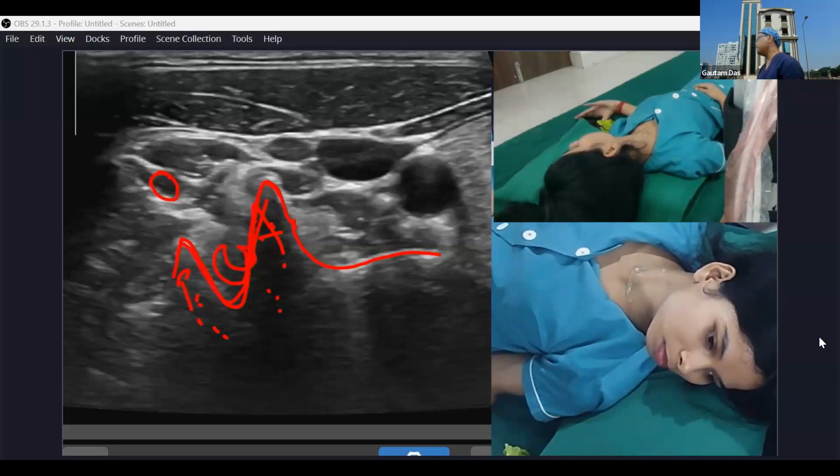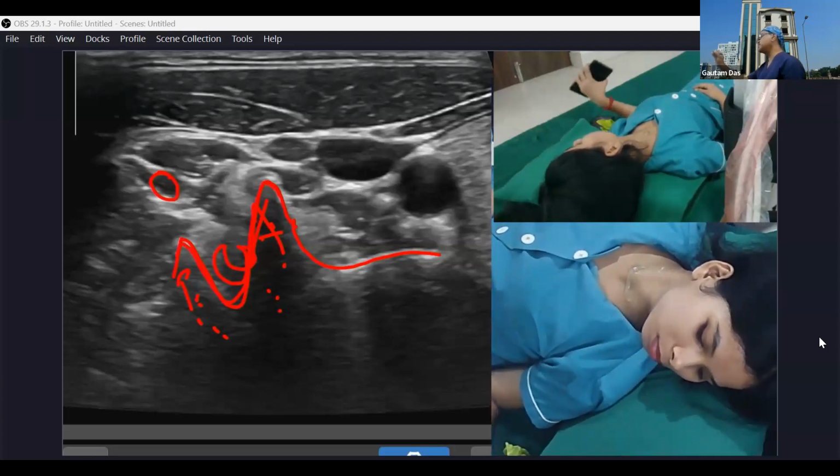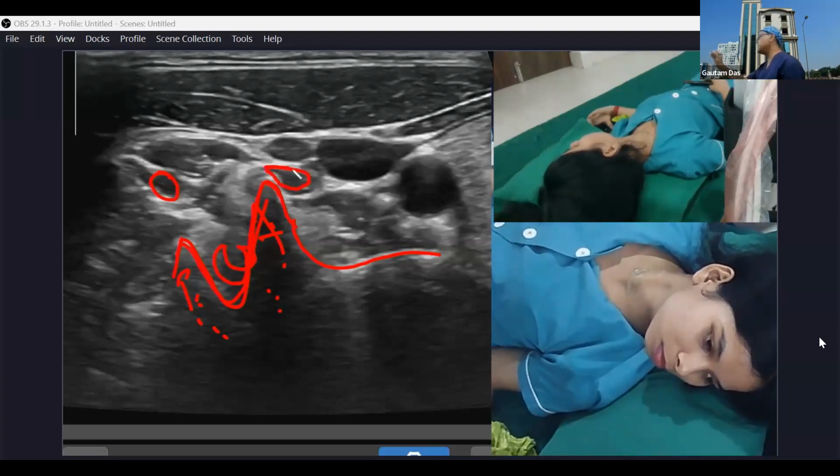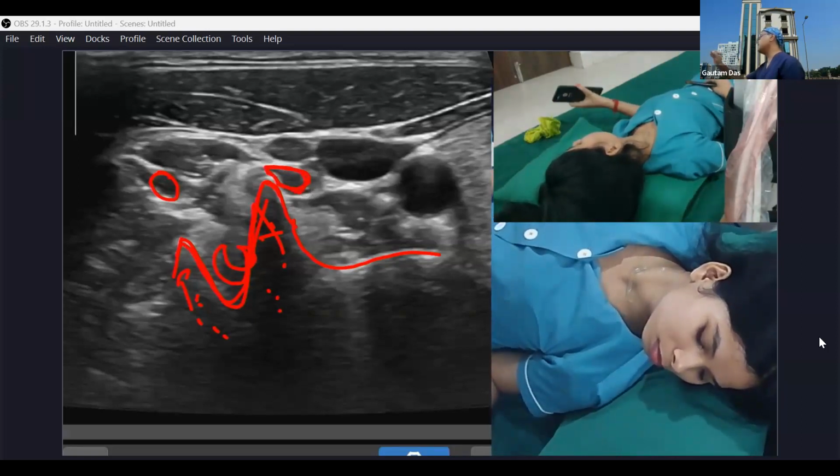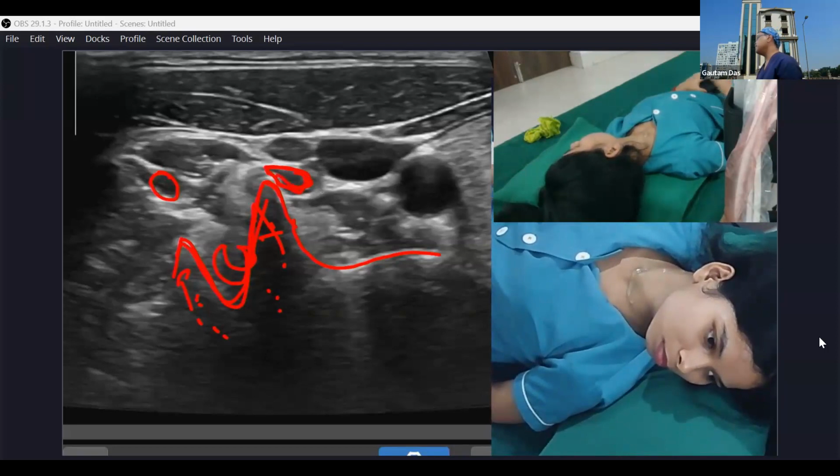And another very important thing, you can see some hypoechoic structure here starting here. This is your longus capitis muscle. Longus capitis muscle originates from the anterior tubercles of the transverse processes. But the last one is because the anterior tubercle is not there in the C7.